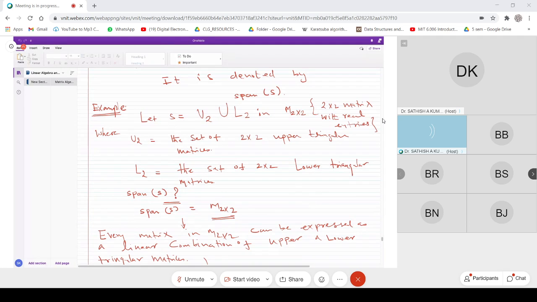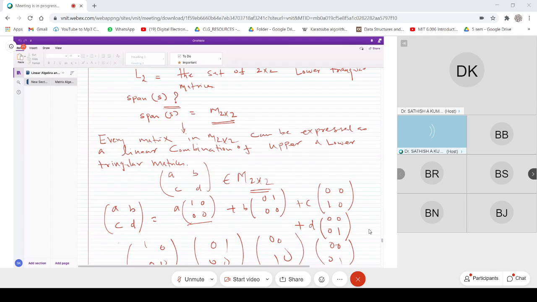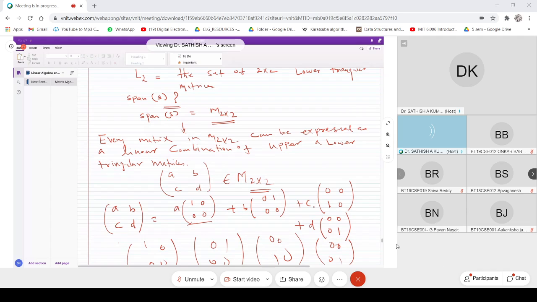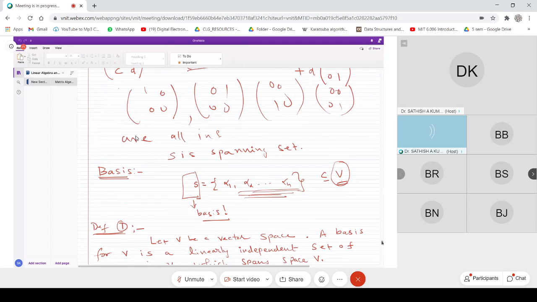Okay. So examples we had given that S is nothing but an upper triangular matrix union of lower triangular matrices, and then we had taken any matrix in M2 by 2, that is A B C D, and we had seen that A B C D can be expressed as A times 1 0 0 0 plus B times 0 1 0 0 plus C times 0 0 1 0 plus D times 0 0 0 1. So this matrix can be expressed as a linear combination of the vectors in S. Therefore, the given S is a spanning set. That is what we had seen.